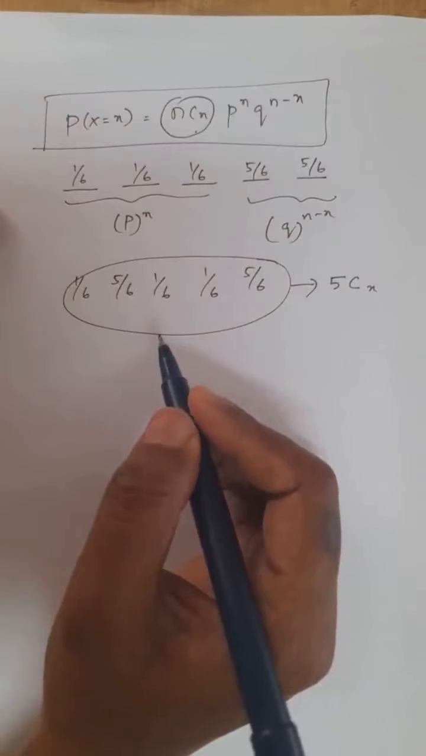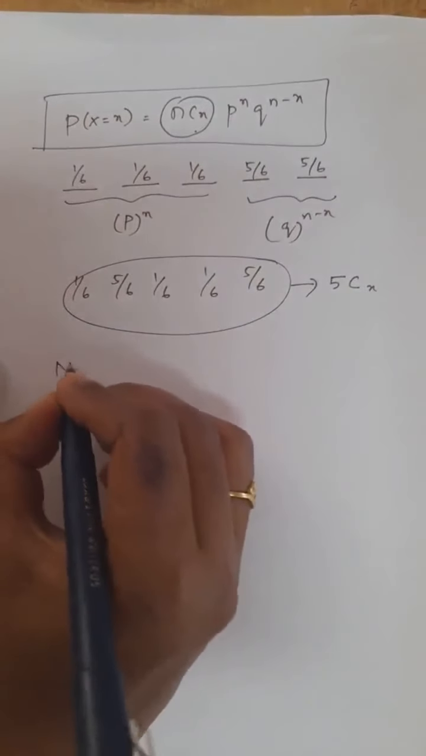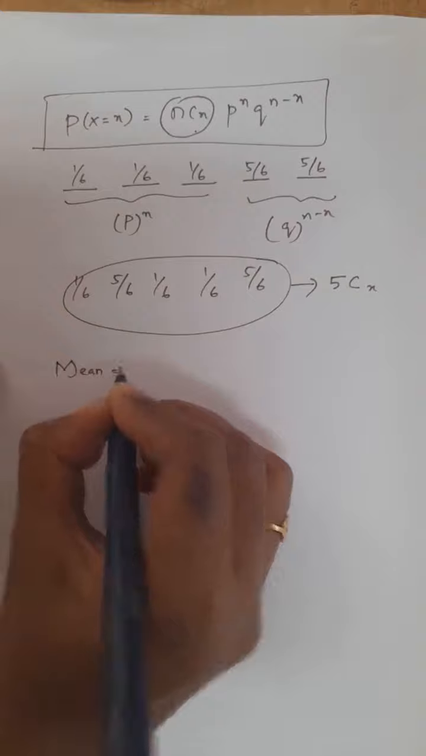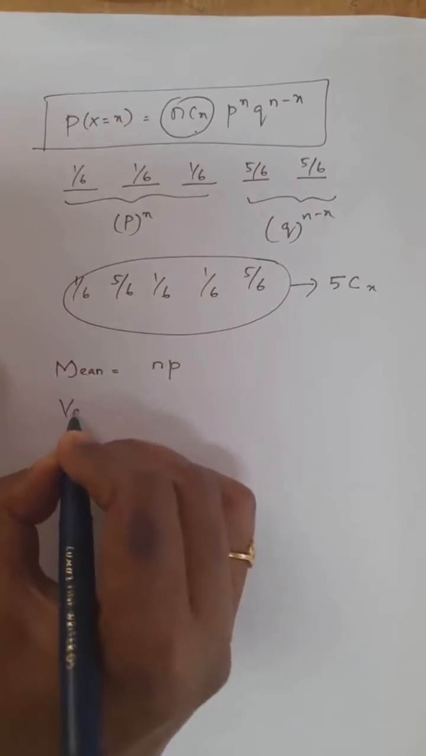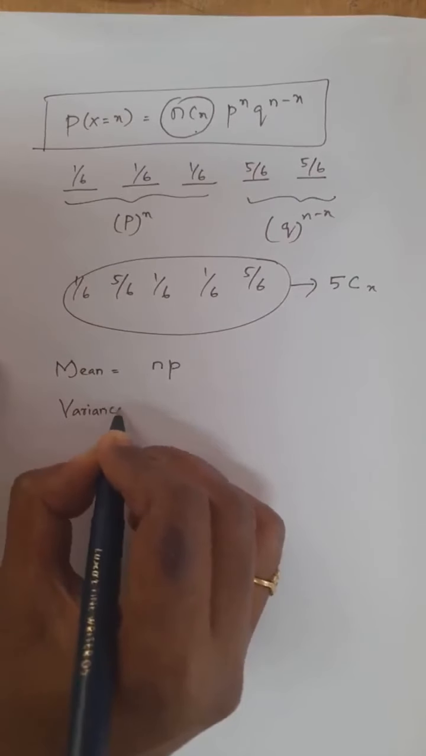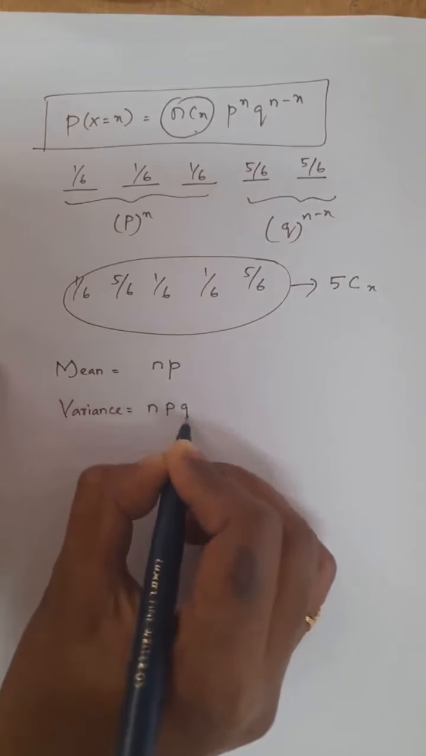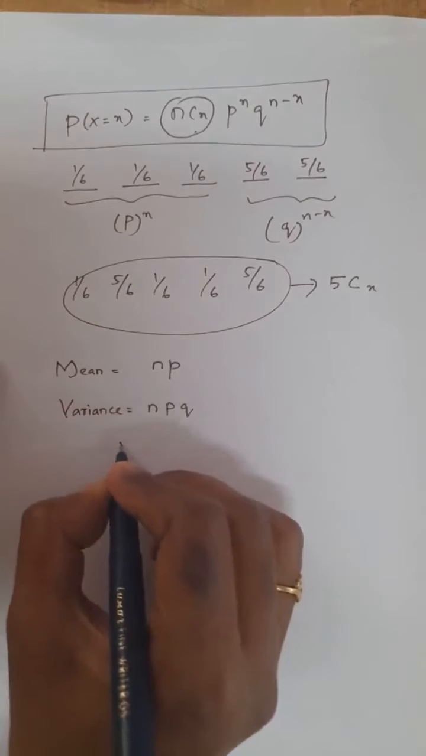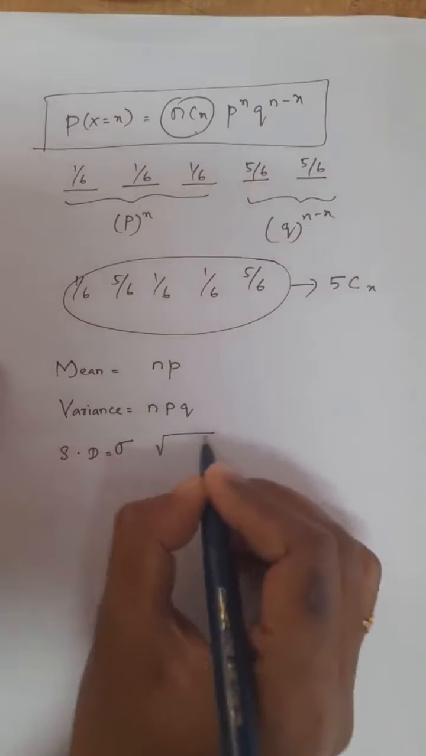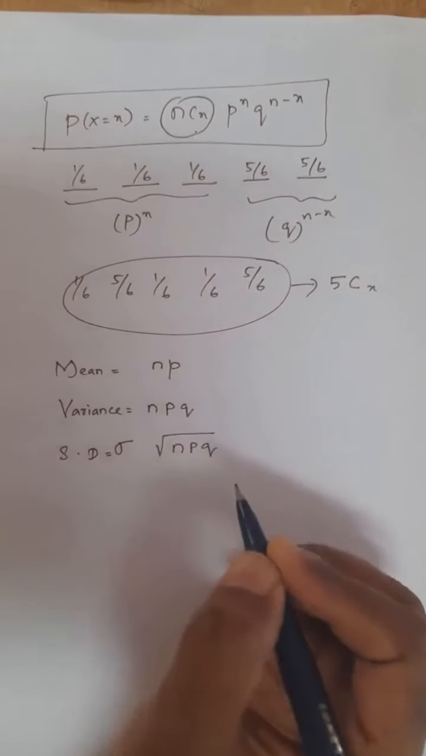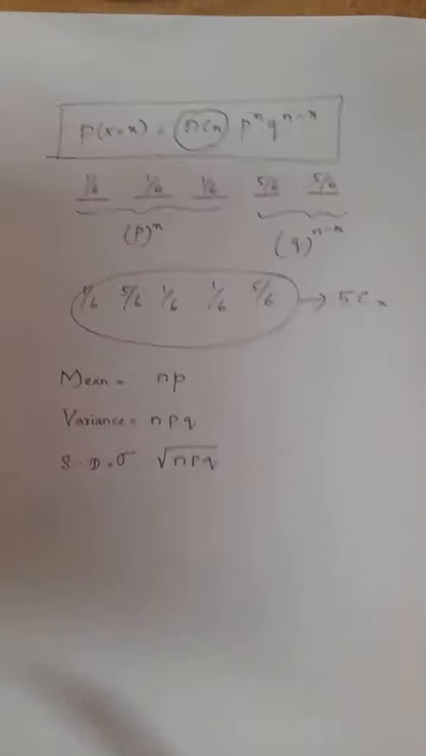Then the mean of the binomial distribution is nothing but np. Similarly variance is nothing but npq. Since variance is npq, the standard deviation will be square root of npq. Okay, now let us look at an example. With that example we can stop this video. I will explain it with an example.